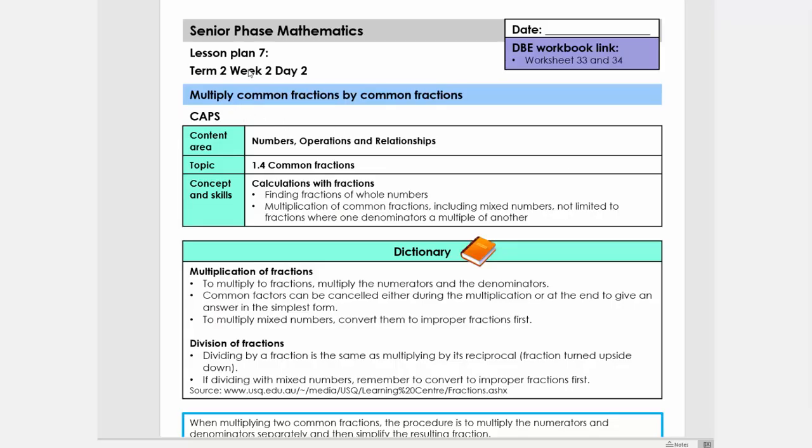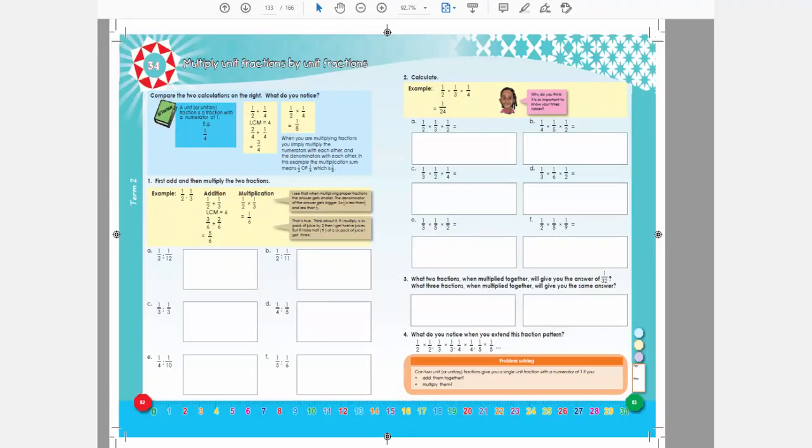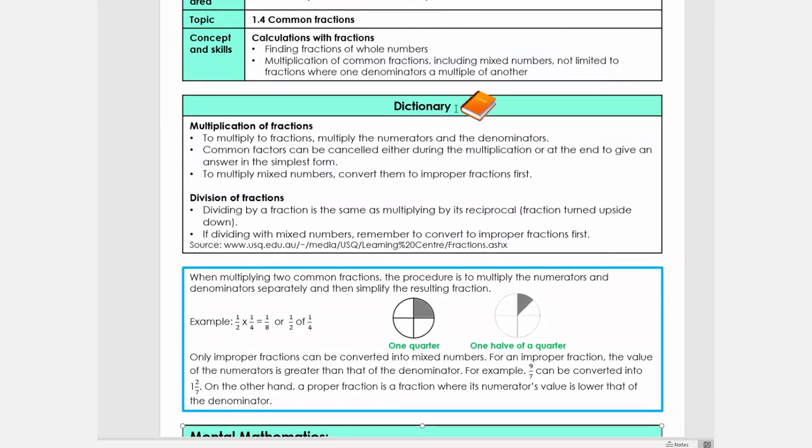Today we're going to do lesson plan 7, term 2, grade 7. The topic is multiply common fractions by common fractions, and it links to the DBE workbook worksheets 33 and 34. Just going to show you there. Then when we come back to the lesson, you're going to pause at the dictionary section and you can read through this for a better understanding to support your learners in the classroom or your child.